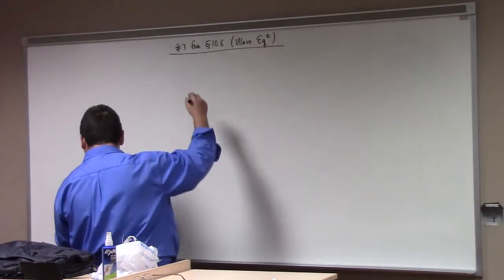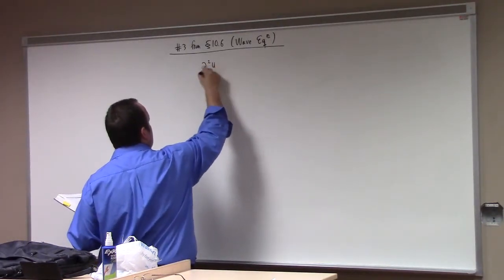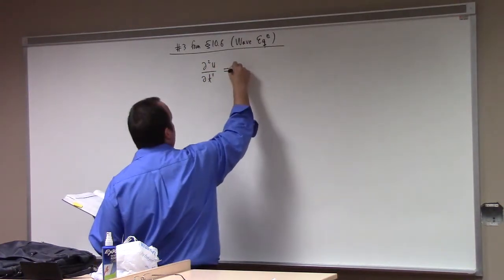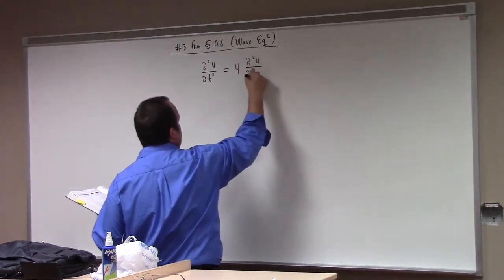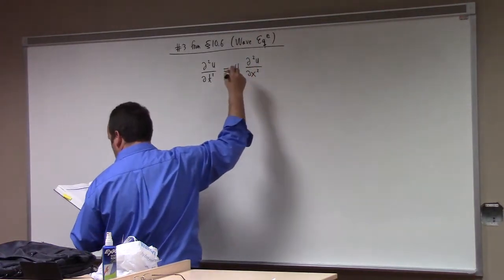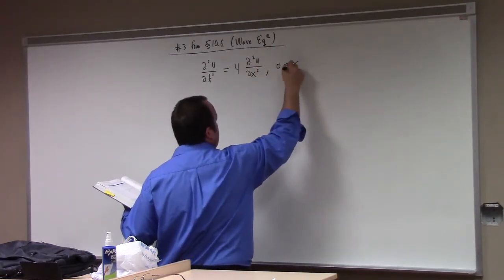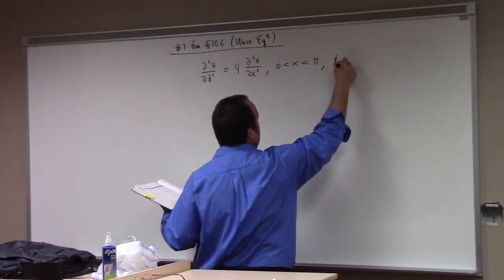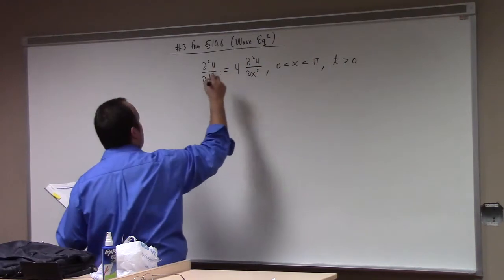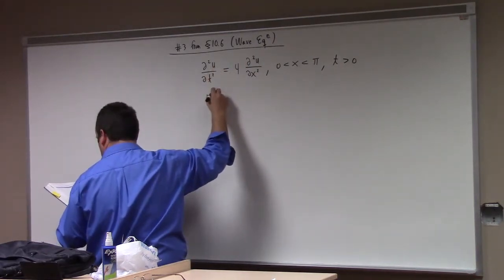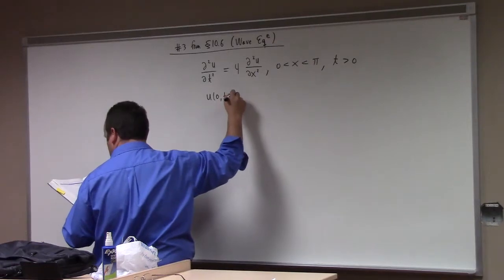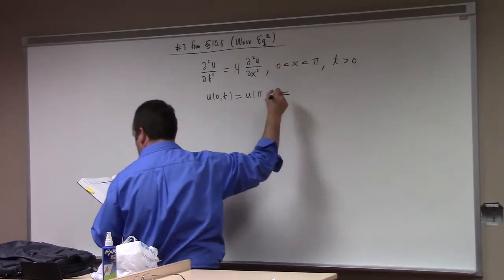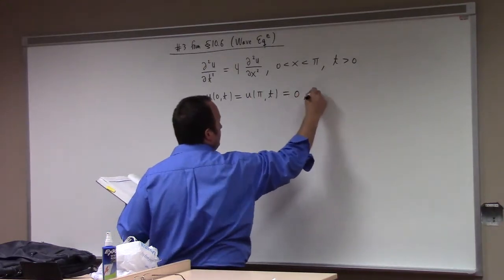Okay, so here it is. Partial squared u partial t squared equal to 4 partial squared u partial x squared. Now, I'll at least try to explain what this is talking about momentarily. Here, 0 less than x less than pi, and t is positive. We're also told that u of 0, t is equal to u of pi, t is equal to 0 for t greater than 0.